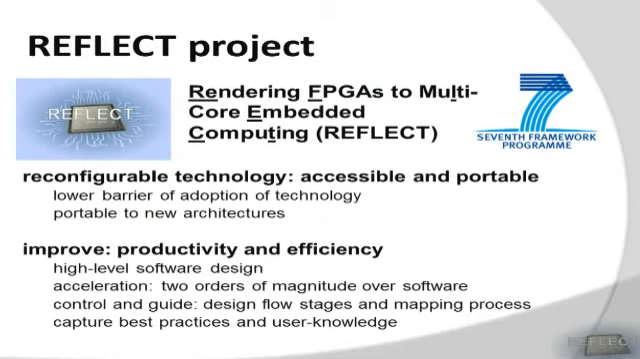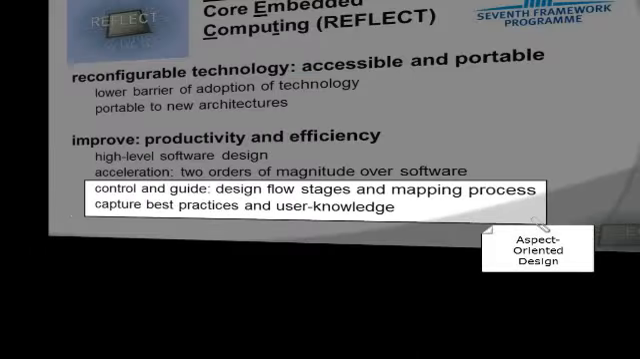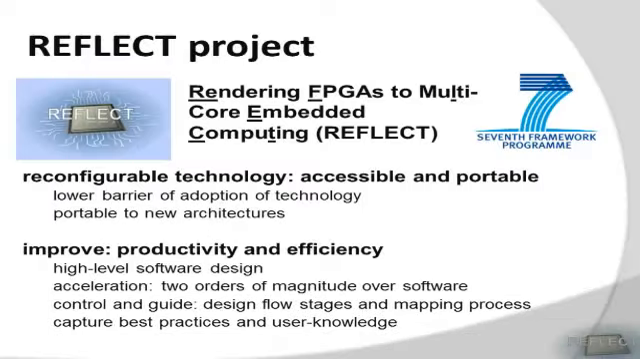Hello, in this video we're going to talk about a novel approach based on aspect-oriented programming which aims to make unconfigurable technologies such as FPGAs more accessible to users while allowing this technology to be fully exploited. One of the most innovative features about our approach is that we use aspects not only to guide and control all stages of the design flow, but also to capture and reuse best practices and user knowledge.